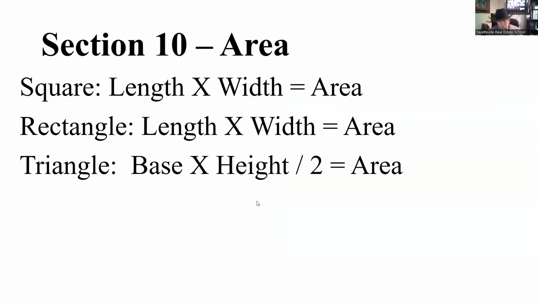There are three formulas that you must remember for area calculations. If it's a square, length times width will equal the area inside of that square. Rectangle, which is like a square, but two sides are longer than the other two sides, and it's the same thing. Length times width equals the area. If you have a triangle, the base times the height divided by 2. We divide by 2 because it's half of a square or half of a rectangle, and that'll equal the area inside.